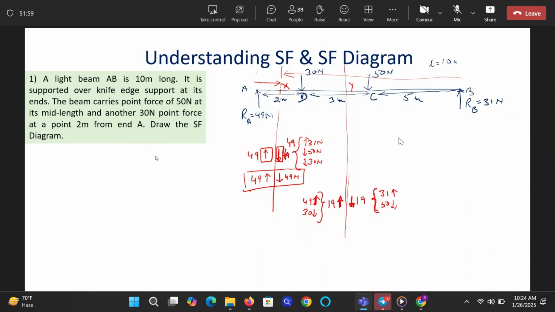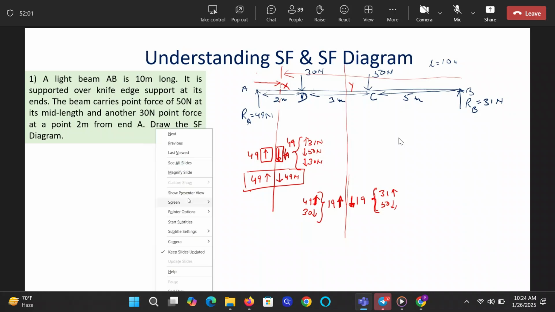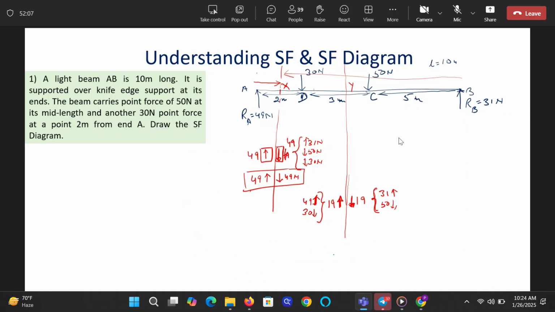Now, what do you see in these 2 cases? If you take any point, and they were randomly chosen points, not selected points, the resultant force on each side of the point is numerically the same. Only thing is, if it is upwards on one side, it's downward on the other. And if it was downward on one side, it will be upward on the other side.